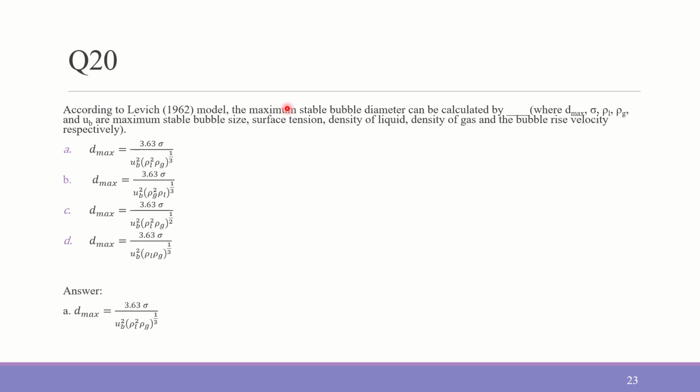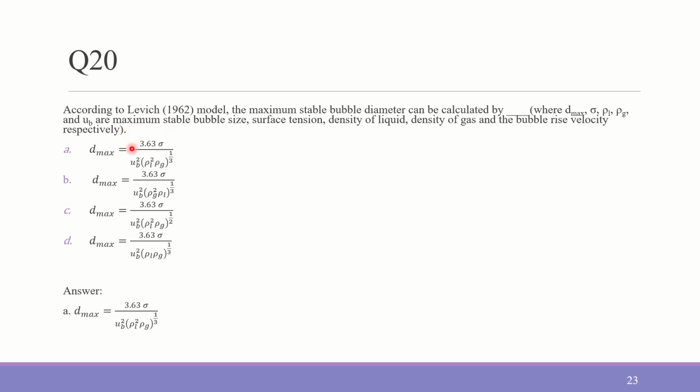Option A is the right answer. I'm sorry, I did wrong thing over here. So answer is option A. We are asked to find the maximum stable bubble diameter, and the formula to calculate that is d max is equal to 3.63 sigma divided by UB square into rho L square into rho G to the power of 1 by 3. D max is the maximum stable bubble diameter, sigma is the surface tension, UB is the bubble rise velocity, rho L is the density of liquid, and rho G is the density of gas.